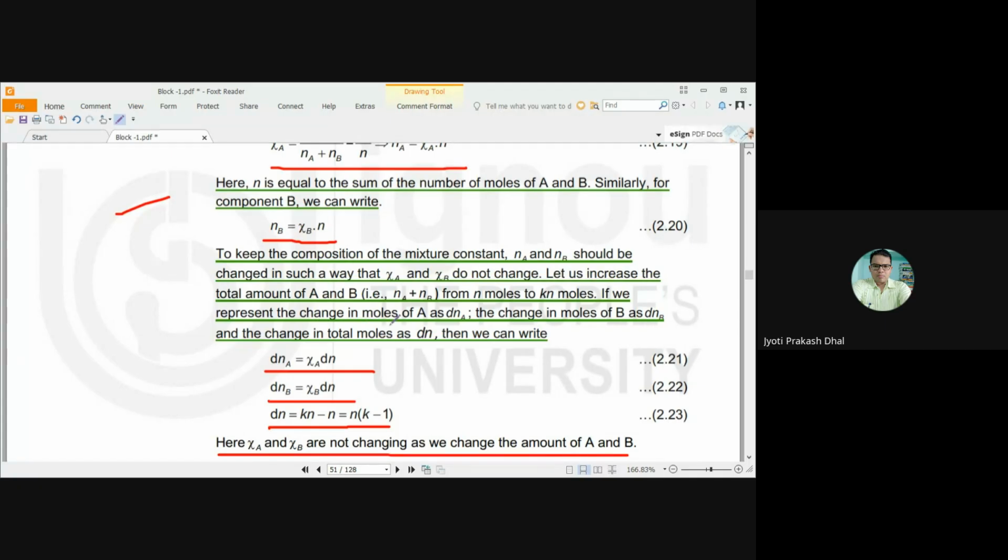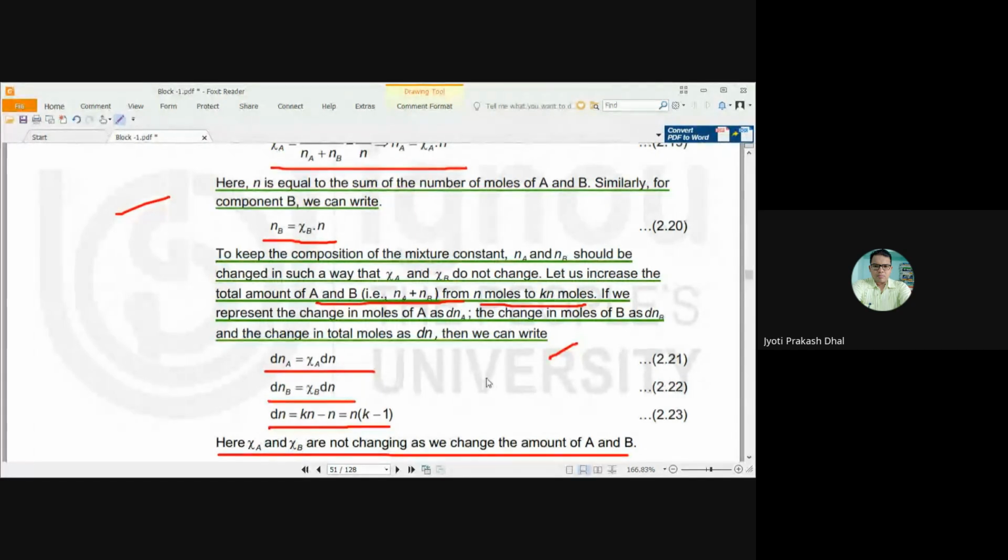So here, let us increase the total amount of A and B from n moles to kn moles. Initially the total number of moles was n, where Na moles of A was there and Nb moles of B was there. And now the total number of moles will be increased to kn, maintaining the mole fraction of the two components constant.